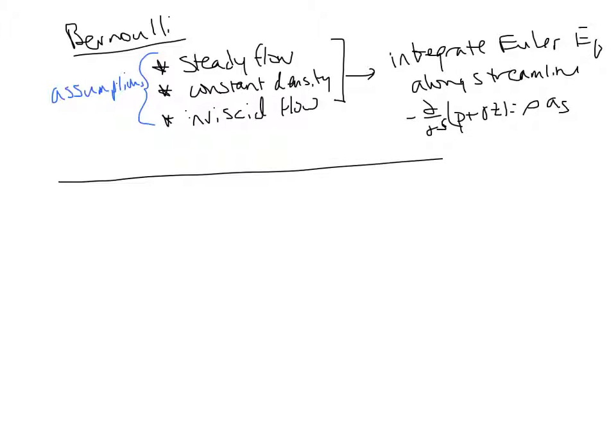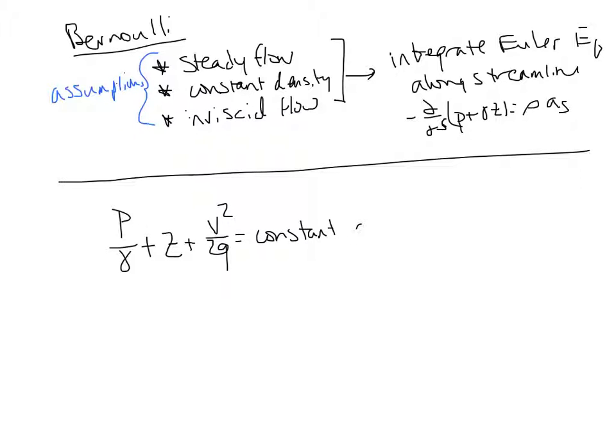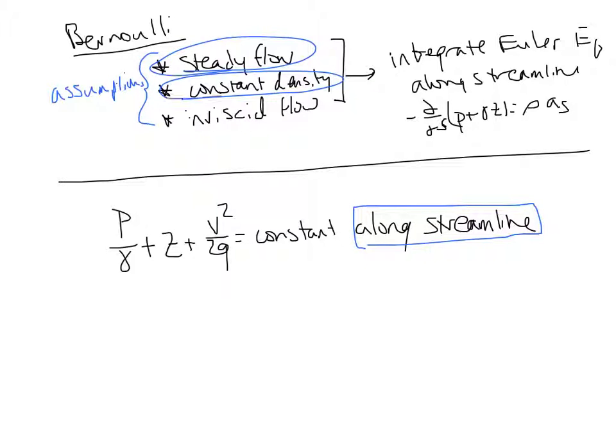Okay. When we do that integration along a streamline, what we find is the Bernoulli equation, which tells us that p over gamma plus z plus v squared over 2g is equal to a constant along streamlines. And that's our fourth assumption that I want to emphasize, which is along a streamline. So steady flow, constant density, inviscid flow, along a streamline.